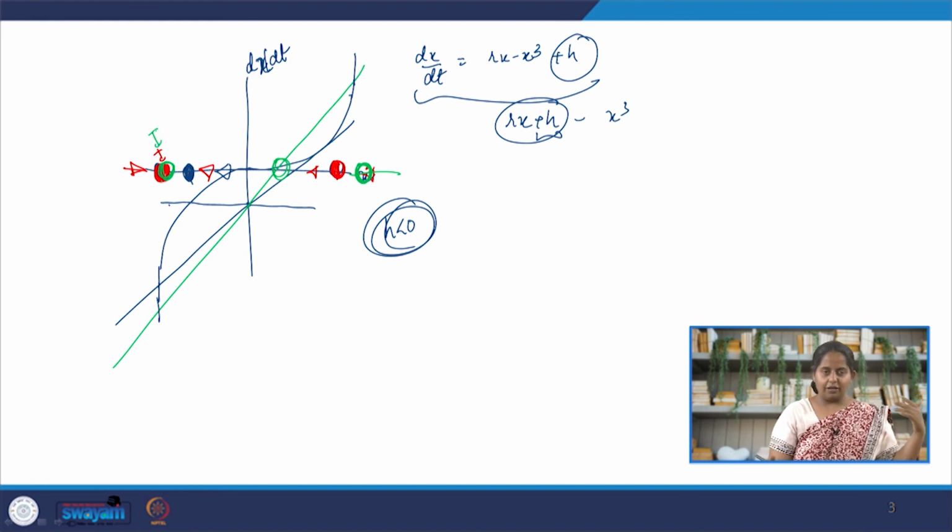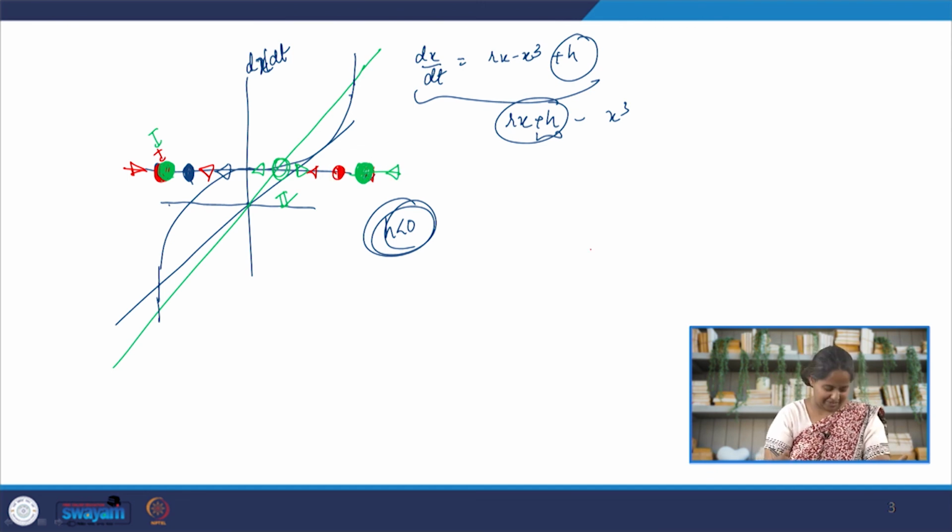First fixed point here. On left side, once again, the flow will be towards right. On the right side, the flow will be towards left, so this is a stable fixed point. Let's look at the second fixed point here. On the left side, the curve is above the line, so the flow is to the left. On right side, line is above the curve, the flow is towards right. This is an unstable fixed point. Now on the third fixed point, on the left side, the line is above the curve, so the flow is towards right. On the right side, the curve is above the line, so the flow is towards left. This is a stable fixed point.